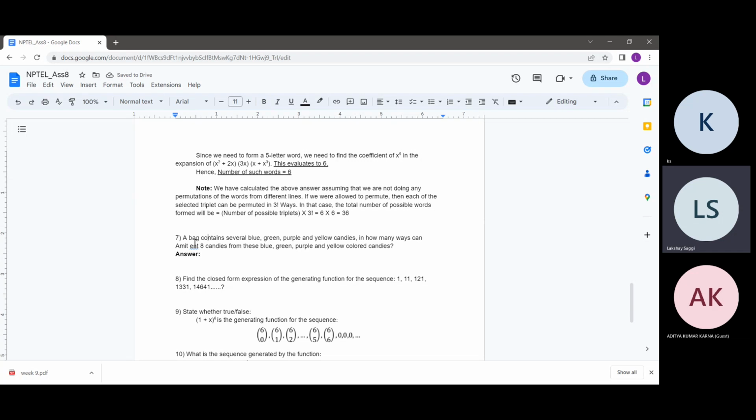So the next question says, a bag contains several blue, green, purple, and yellow candies. Oh, a lot of candies. In how many ways can Amit eat 8 candies from these blue, green, purple, and yellow colored candies? Again, quite a straightforward question. The bag contains several of each, so you don't need to worry about the candies being restricted. You can pick 8 blue candies, or 8 green, 8 purple, 8 yellow, or you can pick 7 blue, 1 green, 7 blue, 1 purple, 7 blue, 1 yellow, and stuff like that. You just need to eat 8 candies.